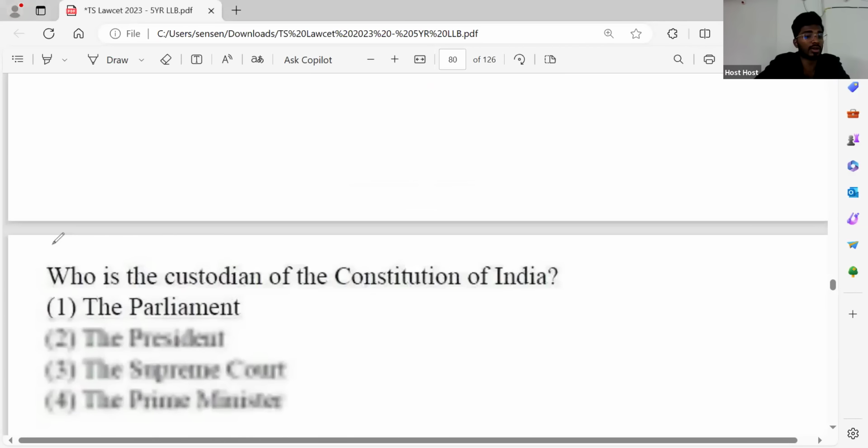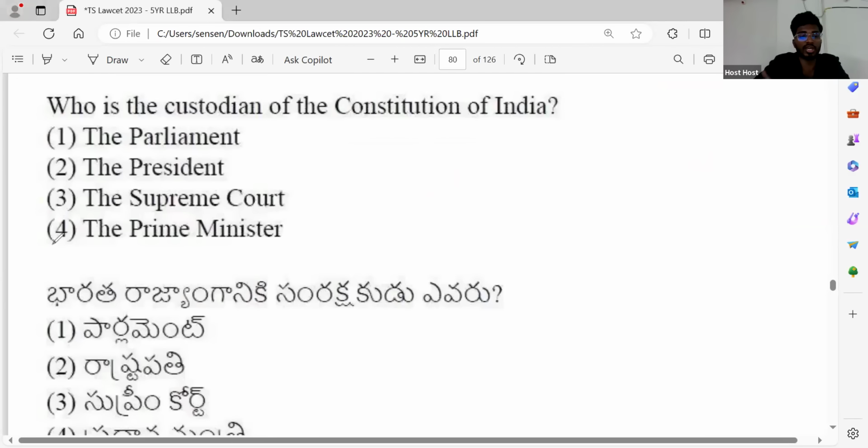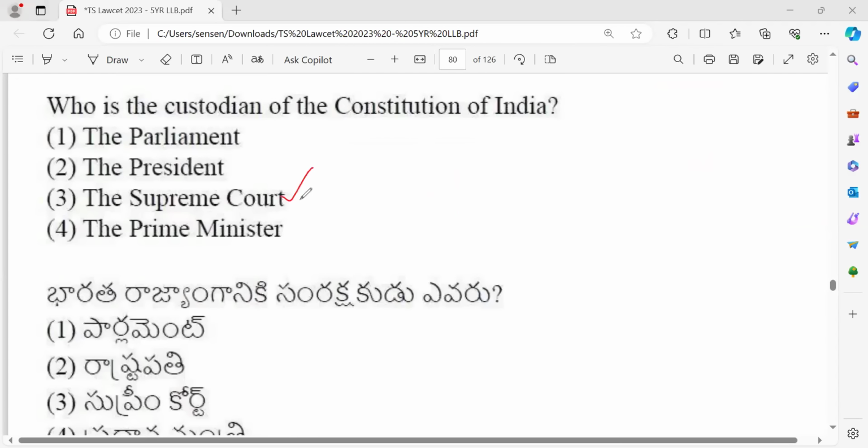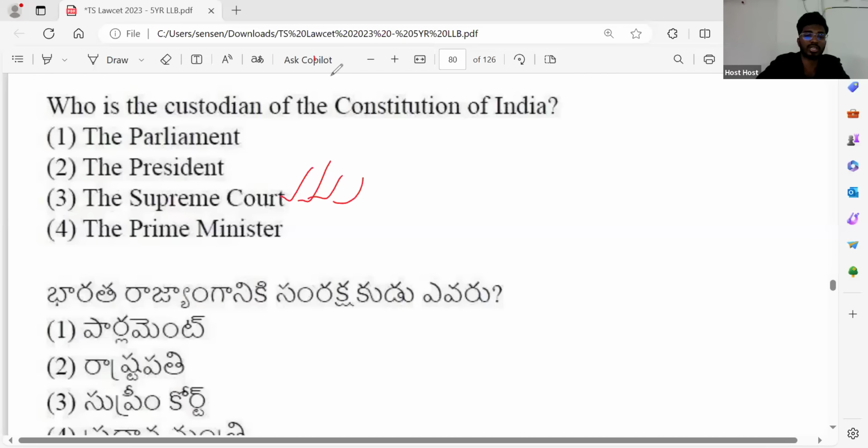Okay, so PIL is public interest litigation where you can file a case even if you are not a party to it, right? Next, who is the custodian of the Constitution, which means who is the protector of the Constitution? Supreme Court. Very good, very good. Well done. Supreme Court is the right answer.